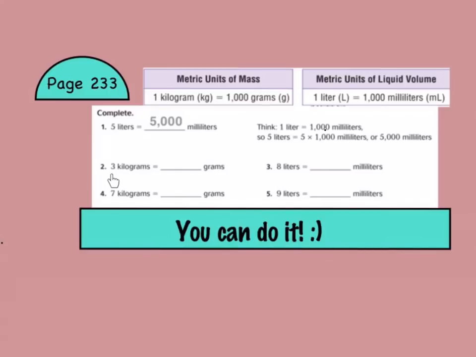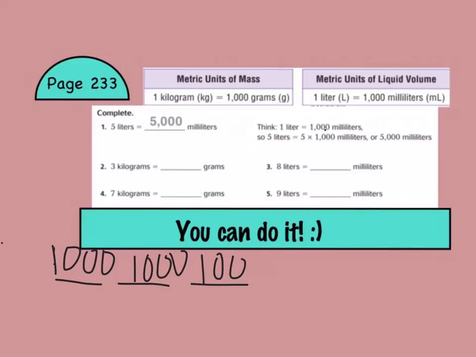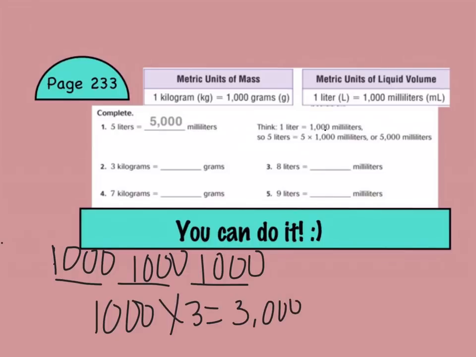Number 2 says 3 kilograms is equal to how many grams? Well, if we take a look at our chart, we see that 1 kilogram is equal to 1,000 grams. So I'm going to draw my 3 kilograms, 1, 2, and 3. And I know that each of those kilograms is equal to 1,000 grams. So as I draw this out, I can also do 1,000 times 3, and that will give me 3,000 grams. So 3 kilograms is equal to 3,000 grams.